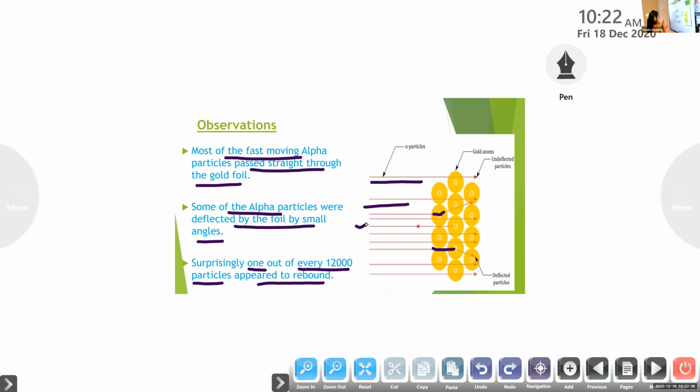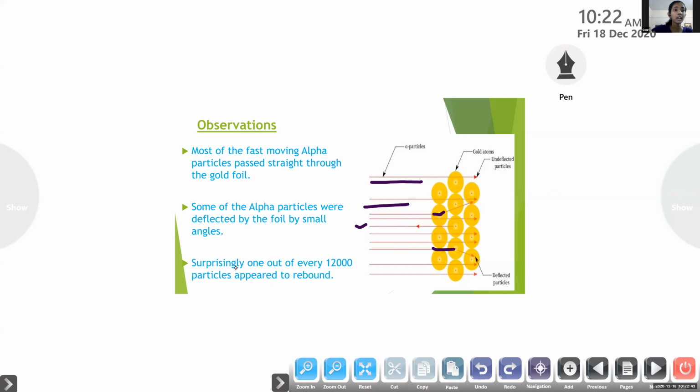Gauri, can you read this? 3 observations of this gold foil experiment. Most of the fast-moving alpha particles pass straight through the gold foil. Some of the alpha particles were deflected by the foil by small angles. Surprisingly, 1 out of every 12,000 particles appeared to rebound. Yeah, it appeared to rebound.